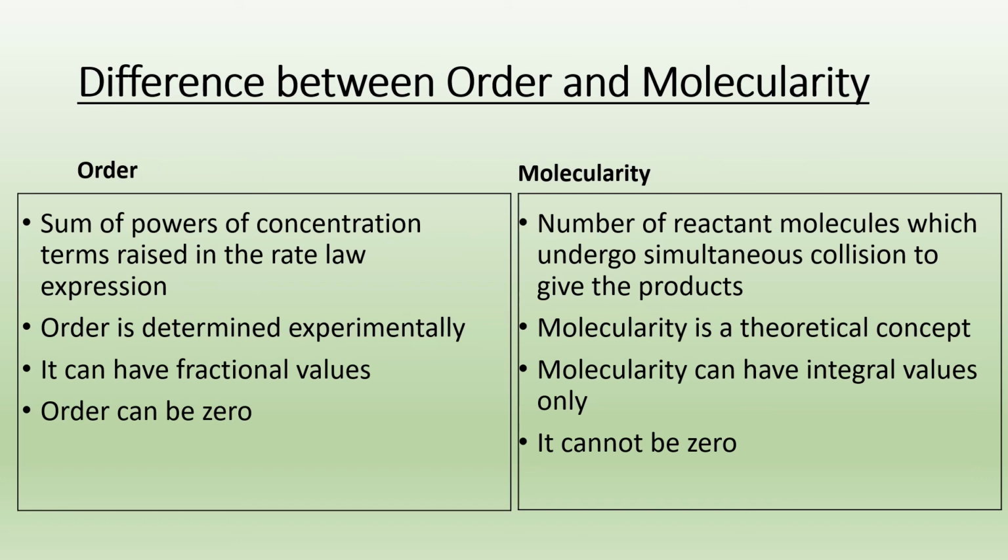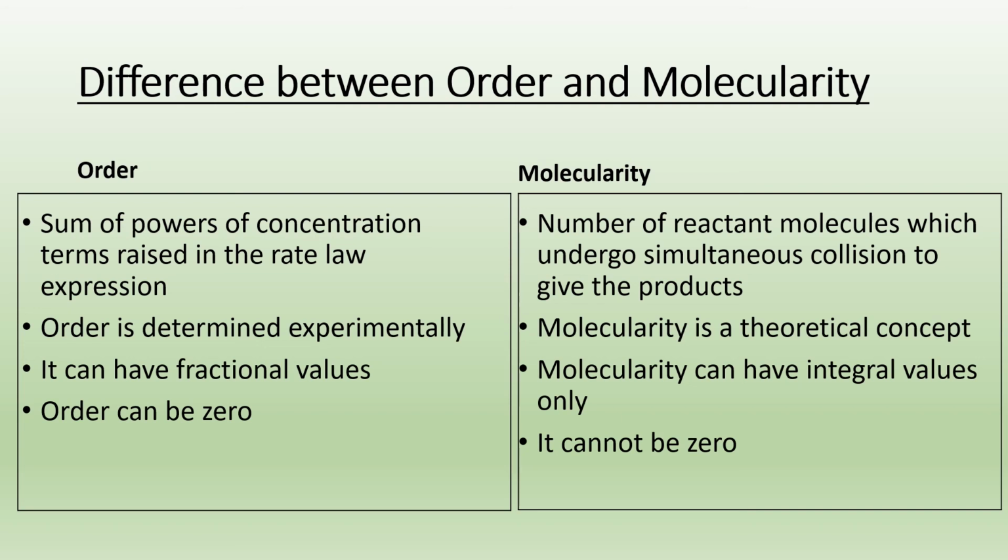Now let's see the difference between order and molecularity. First of all, order is the sum of powers of concentration terms and molecularity is the number of reactant molecules which simultaneously collide to give the products. Another difference is that order is an experimentally determined quantity while molecularity is a theoretical concept. Molecularity we can directly write from the balanced chemical equation, but order is not like that. We need to do kinetic measurements and write down the rate law expression. From the rate law expression only we can write the order of the reaction.